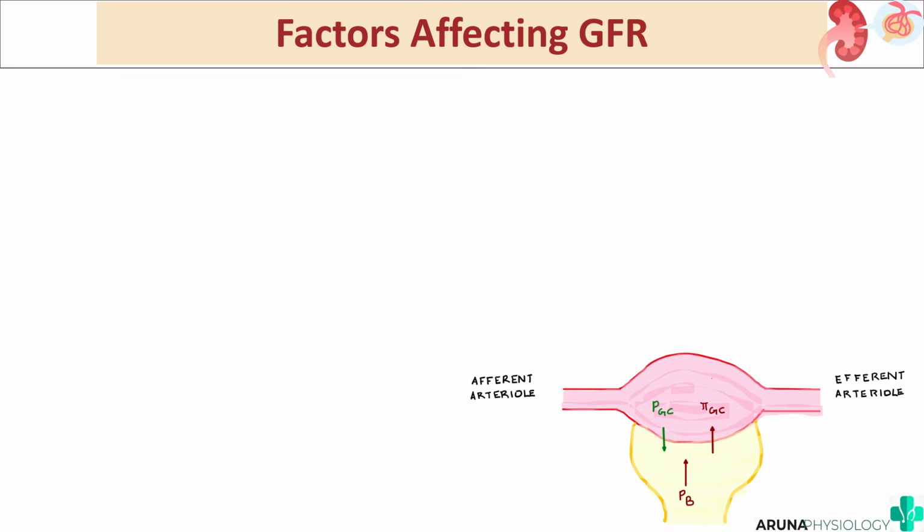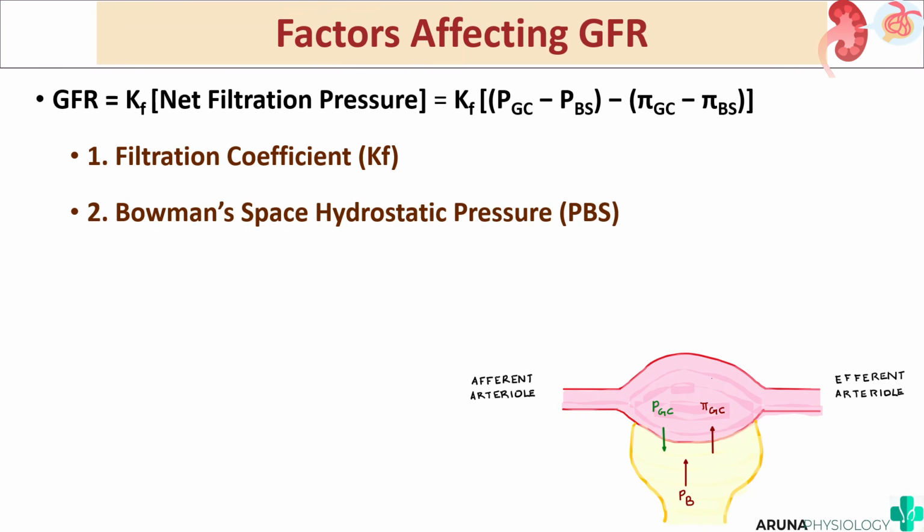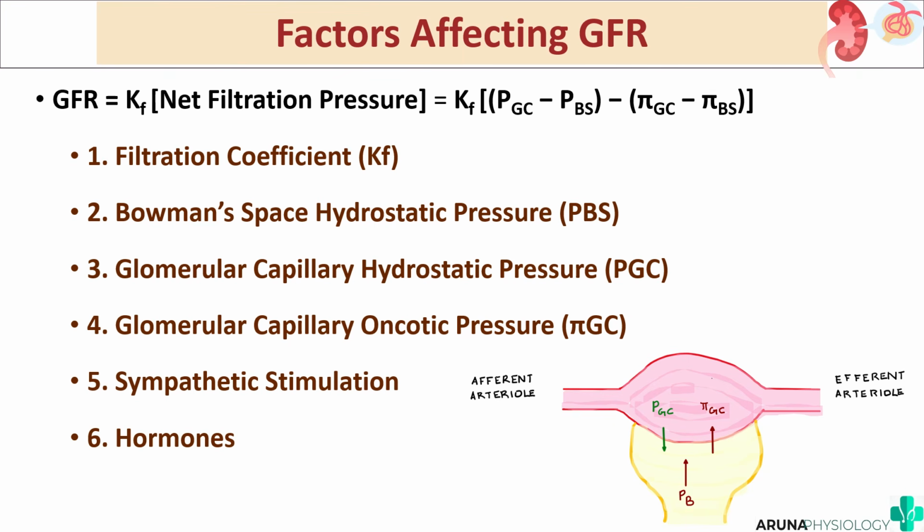Now we'll move on to the topic proper. What are the factors affecting GFR? We've seen the formula for GFR, so naturally the factors are each of these components. First we have the filtration coefficient, the Bowman space hydrostatic pressure, the glomerular capillary hydrostatic pressure, and the glomerular capillary oncotic pressure. Since there is no oncotic pressure for the Bowman space, we are not discussing that. Then there are two other factors which can influence the GFR: sympathetic stimulation as well as hormones. Now we'll see each one by one.